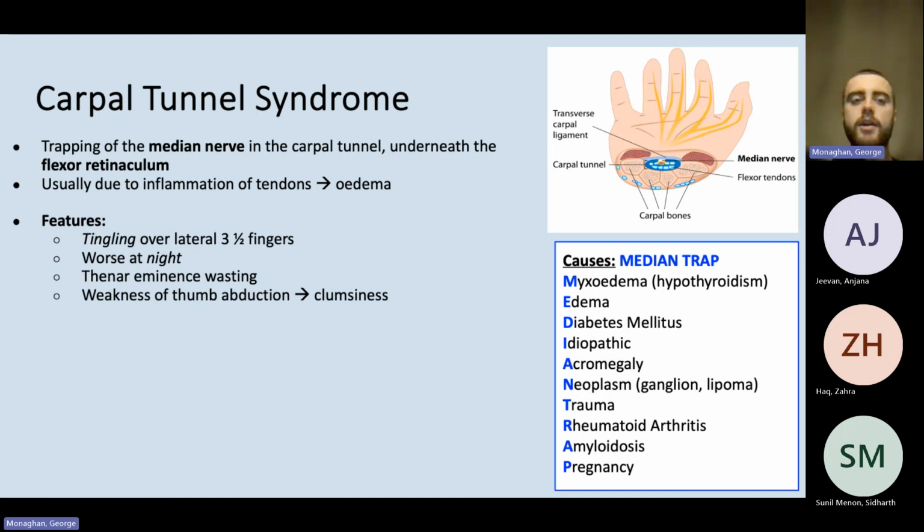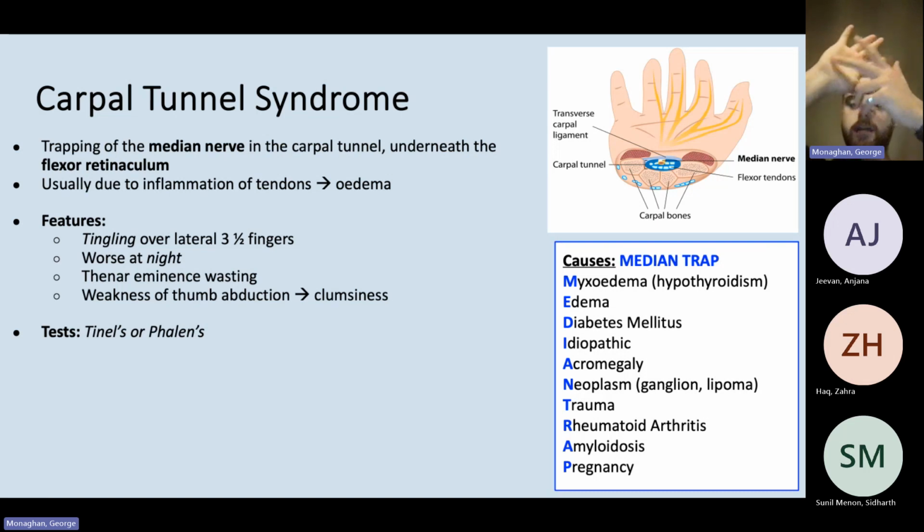So features: tingling over the lateral 3.5 fingers. It's worse at night, thenar eminence wasting, and weakness of thumb abduction. And we have tests that you'll perform when you're performing your hand and wrist exam. And this is Tinel's or Phalen's.